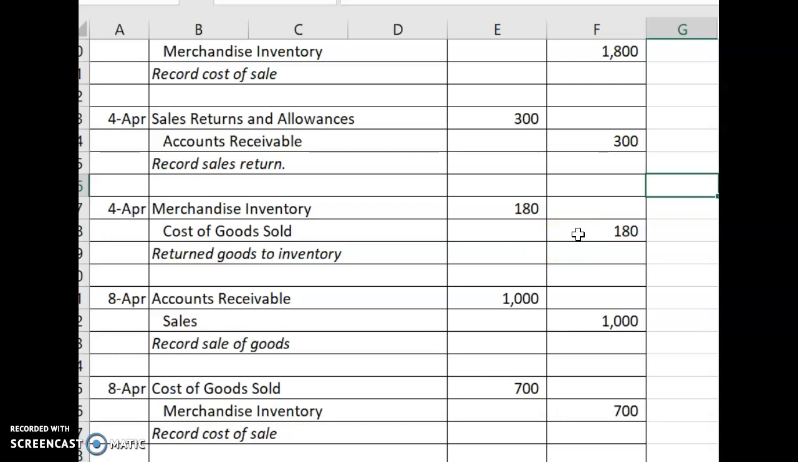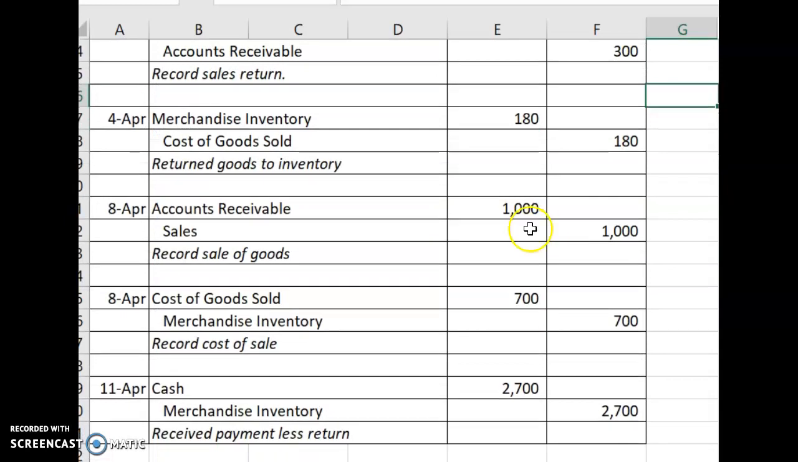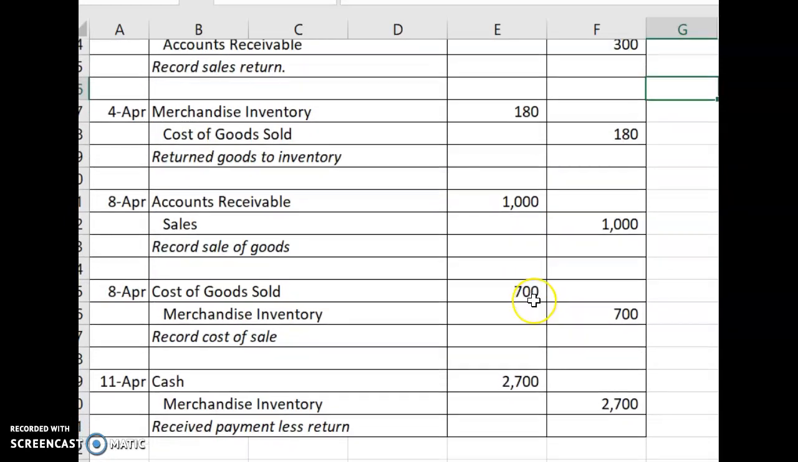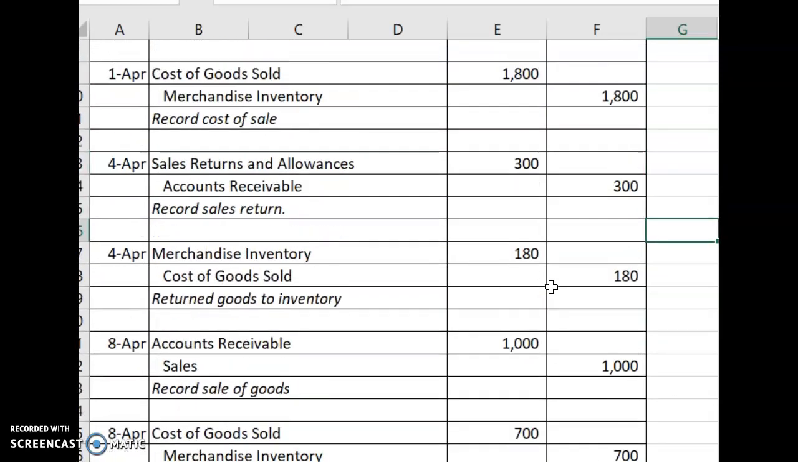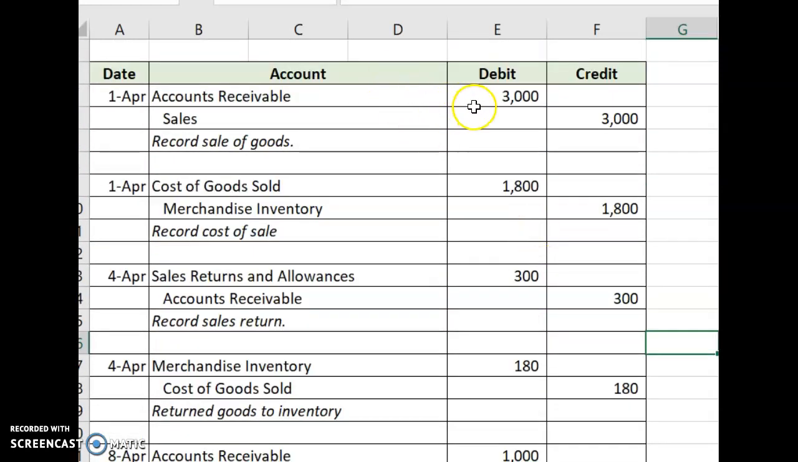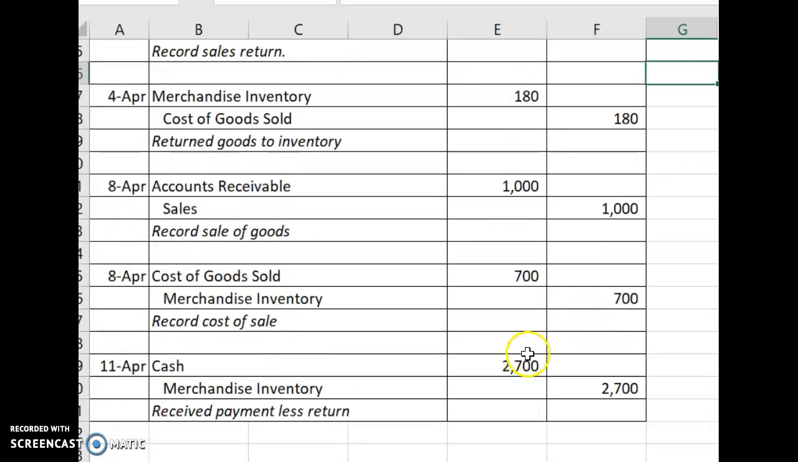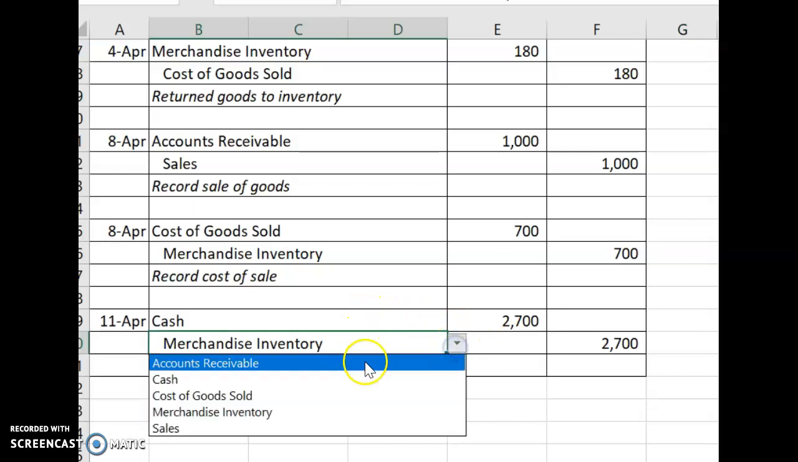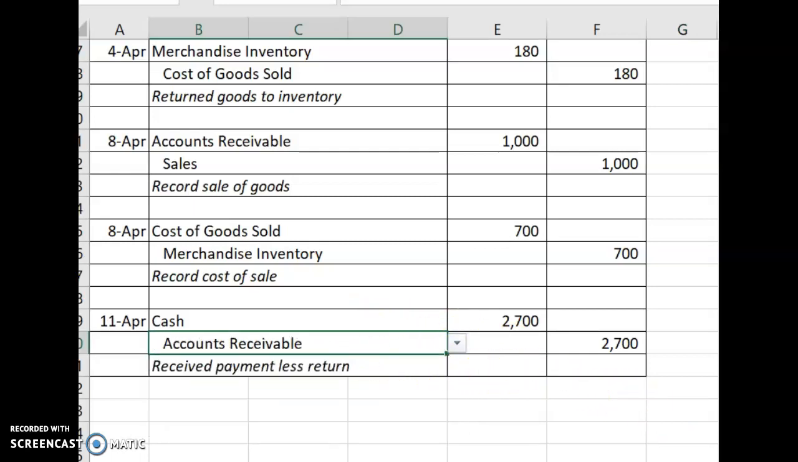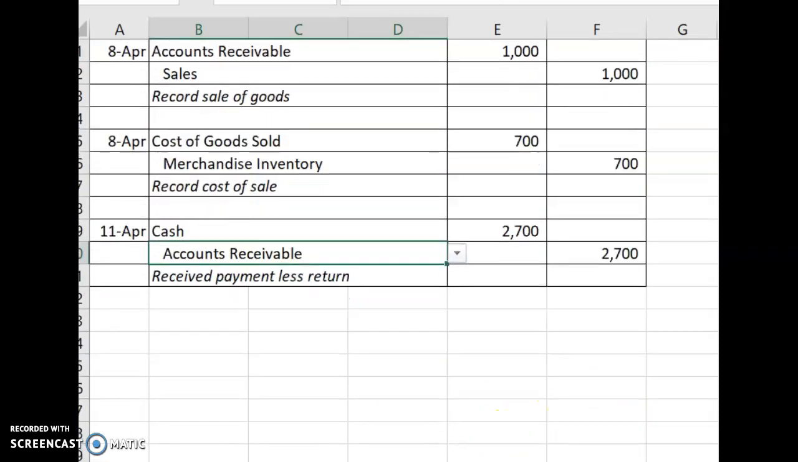On April 8th, we sold goods again for $1,000 that had a cost to us of $700. And on April 11th, we received payment from the April 1 sale less the return on April 4. So the April 1 sale was $3,000 minus the return on April 4 of $300. So we received cash of $2,700, and that should actually be accounts receivable. There you go. Credit accounts receivable for the $2,700. And that is that for that.